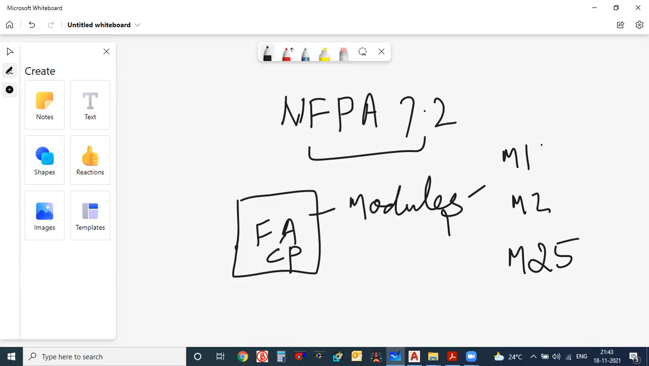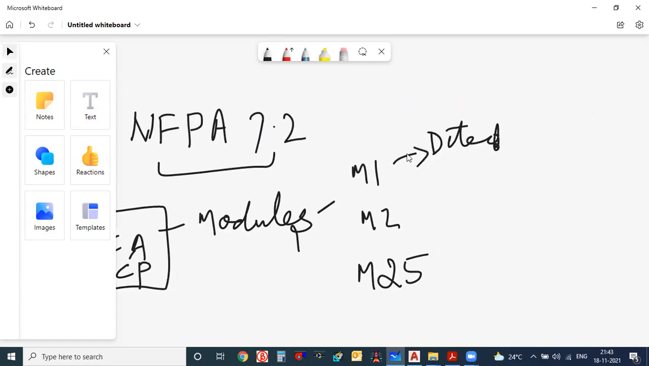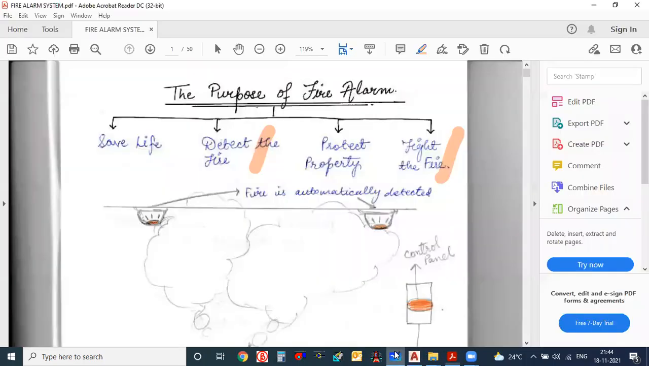So now M1 is representing the device. For example, this M1 is connected to a detector. Any one detector, whether it is a smoke detector or heat detector, that is installed on the ground floor. So this M1 will be written for the detector on the ground floor. Like that, this control panel will have modules, and each module will have a different name, which will be addressing the different devices. So we will see that.